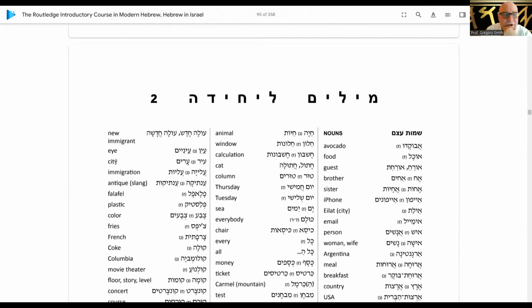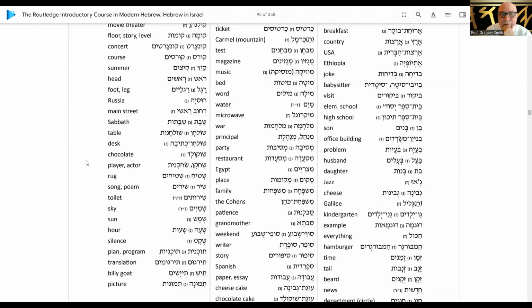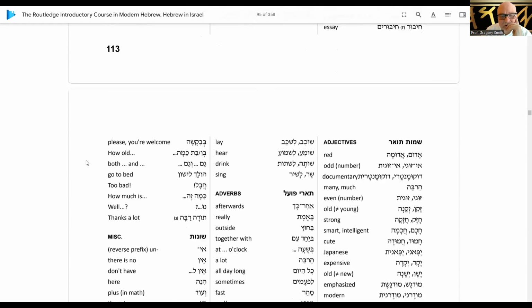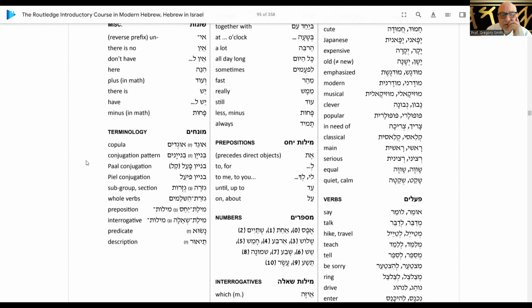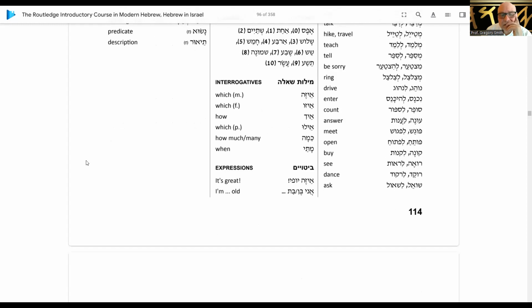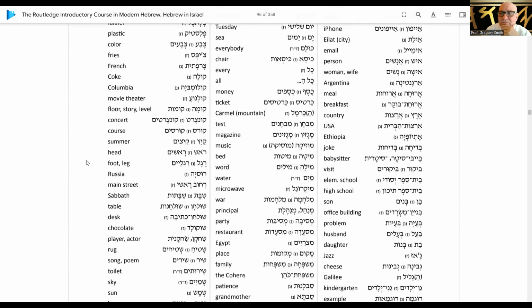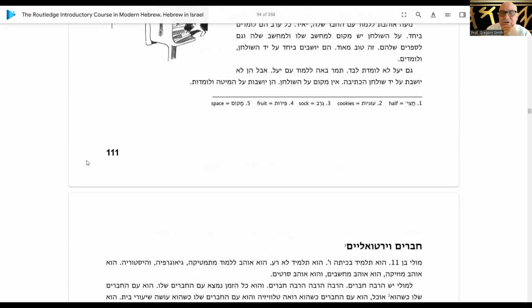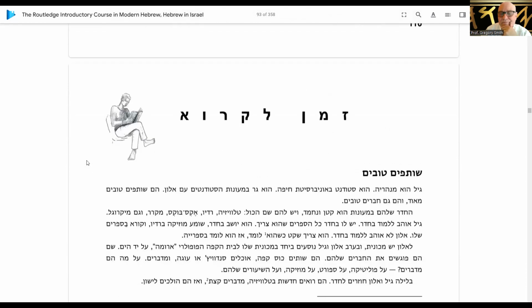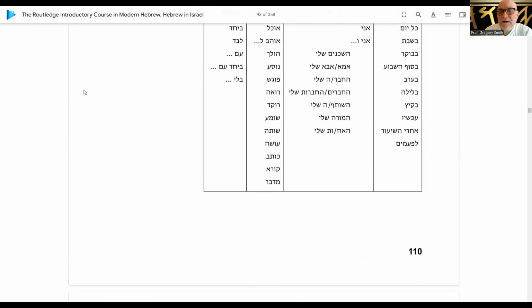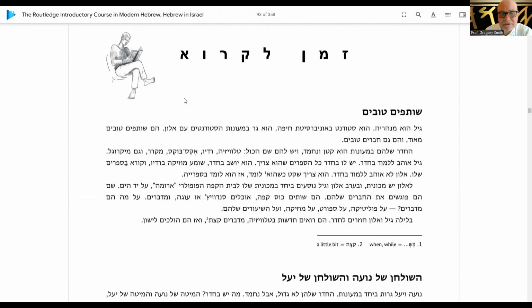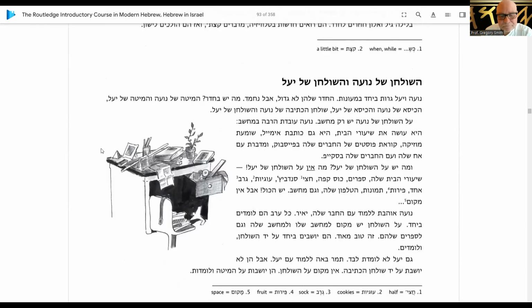Looks like they've got some vocabulary here. I think we've done everything here, though. Then we've got Unit 3 to get into after this. So I'm going to try to get this done in one class. This Zman Likro.